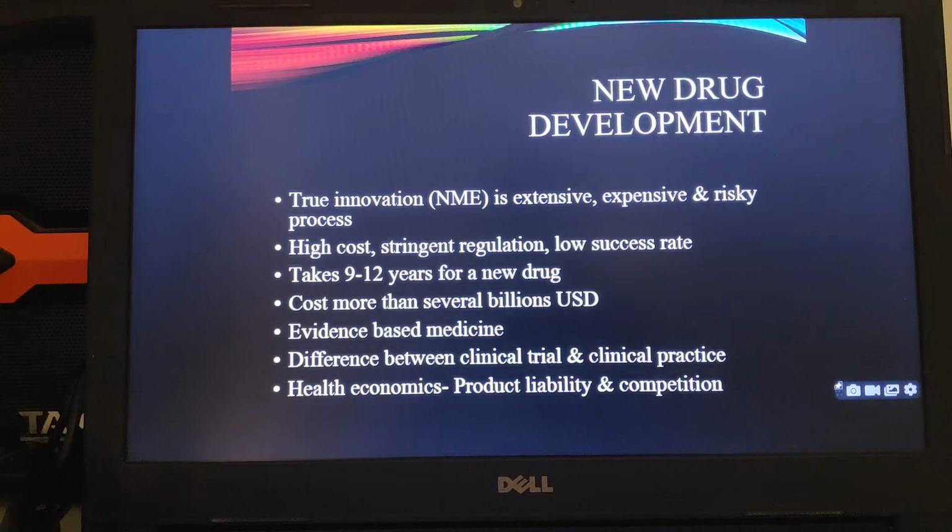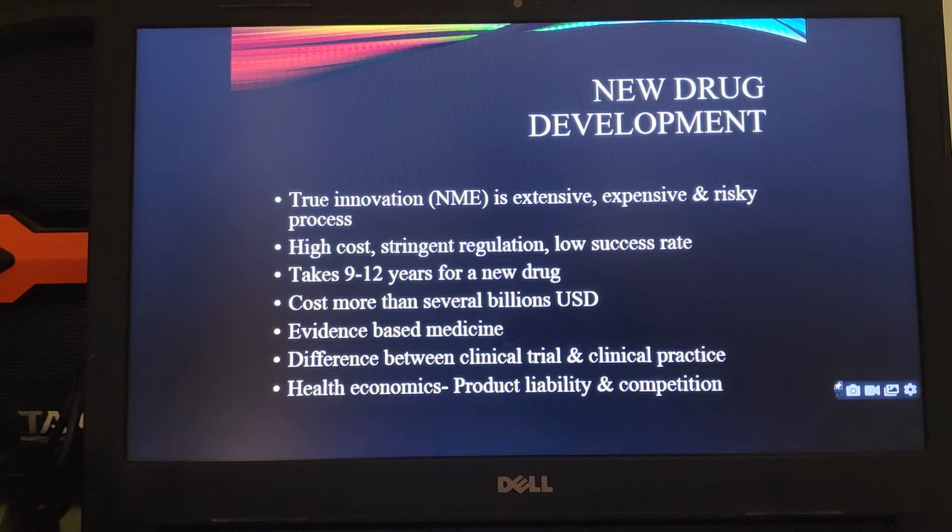Now coming to the aspect of new drug development. What is new drug development? New drug development starts from an absolutely innovative thought. It could be a drug invention. We say drug invention when it is an entirely new molecular entity. It is a very extensive procedure, very expensive, and also risky, because it is not necessary that the molecule you choose will finally succeed in the studies or in the market. So there is a high cost of drug development.